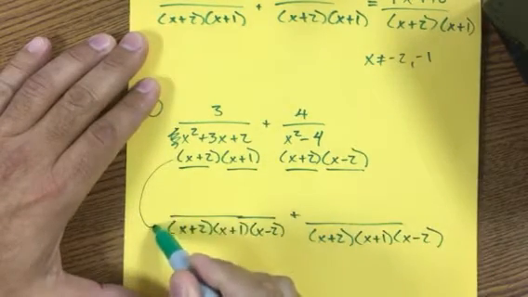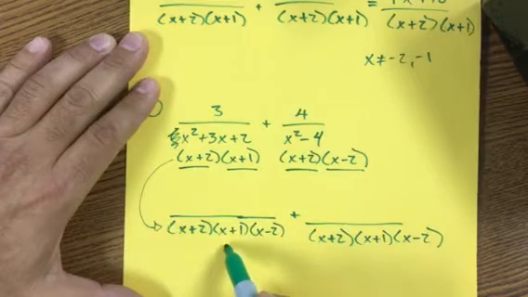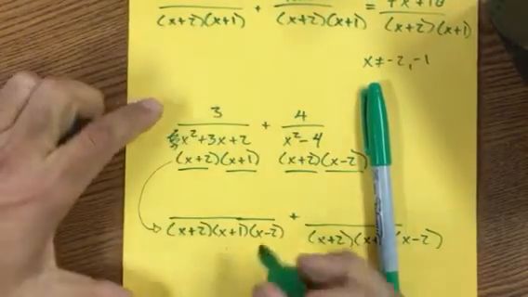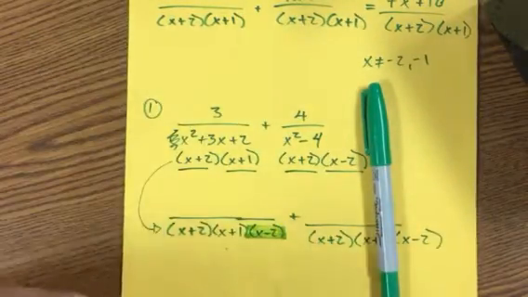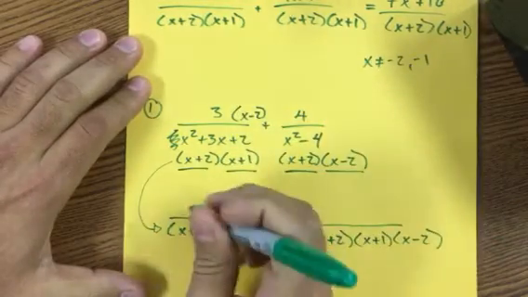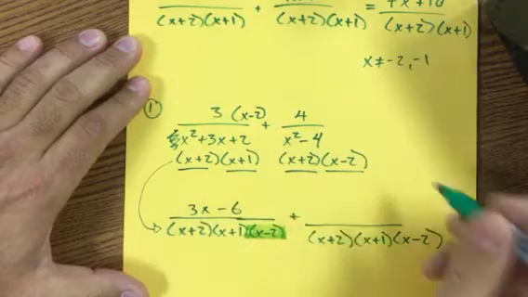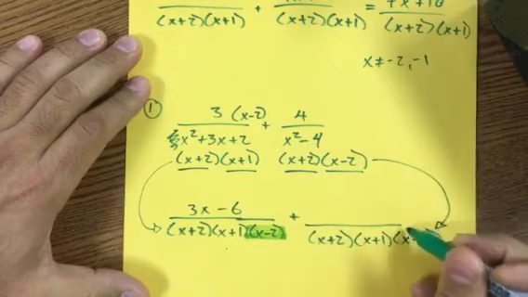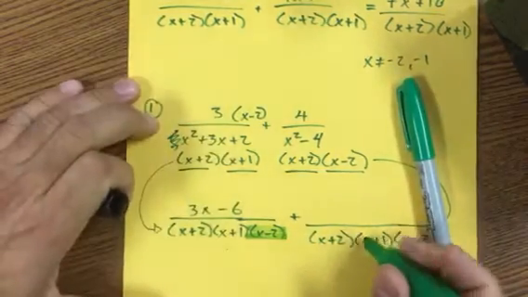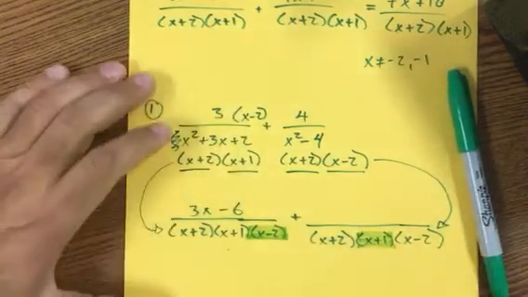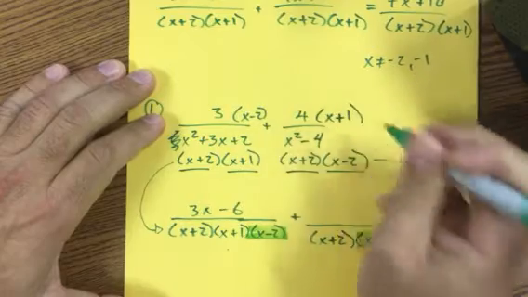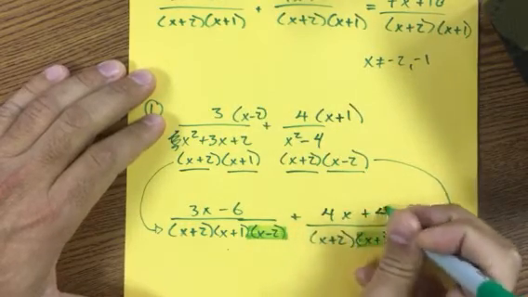So I look at this and say what changed from here to here. And what changed is this x minus 2. So because this got that multiplied on the denominator, I also have to multiply the numerator by that. So I'm gonna get 3x minus 6. I look at this and ask myself what changed from here to here. And what changed is this x plus 1. So that means my numerator also has to get multiplied by x plus 1. So I'm gonna get 4x plus 4.